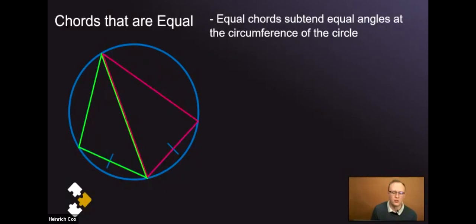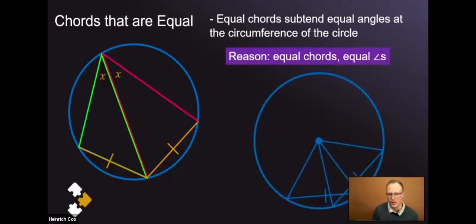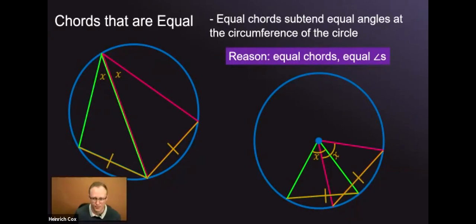So here in those two triangles, the pink one and the green one, you can see that they're subtended by those equal chords that I've now put there in orange. And that means that the angles that are subtended are going to be equal. Equal chords, equal angles. But there's more. It doesn't even have to be an angle at the circumference. If you have an angle at the center that is being subtended by equal chords, then those angles at the center are also going to be equal.